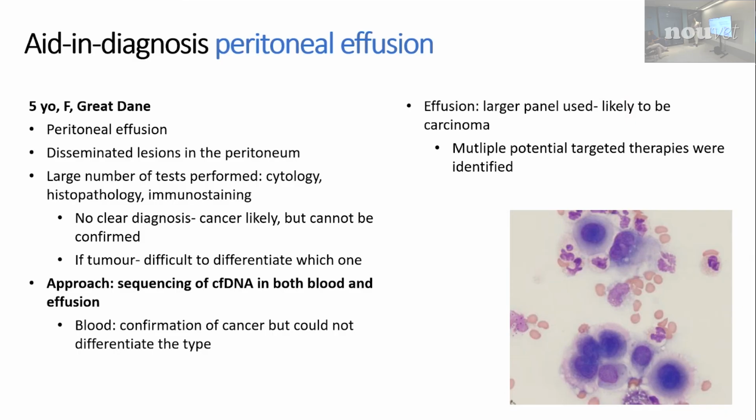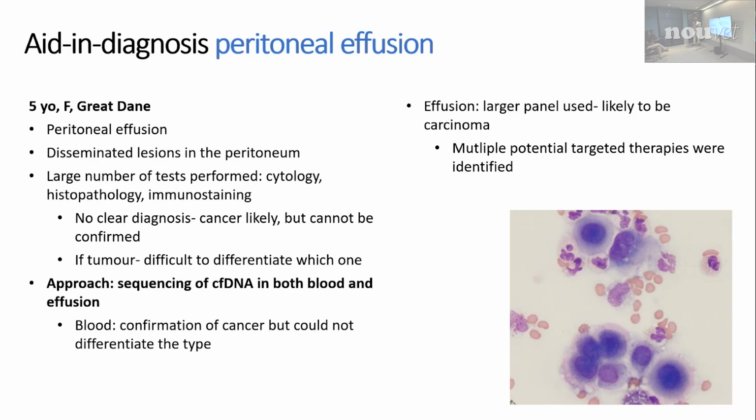Now to talk about aid in diagnosis. Probably many of you face the same challenges as people in Europe or anywhere else, like how to really diagnose some of the challenging effusions. This case is probably something where you would look and think, okay, it's mesothelioma, it's fine, right? But this was not from this case, of course. This dog had everything done diagnostically, whatever you could. The dog had disseminated lesions in the peritoneum and high amounts of peritoneal effusion produced.